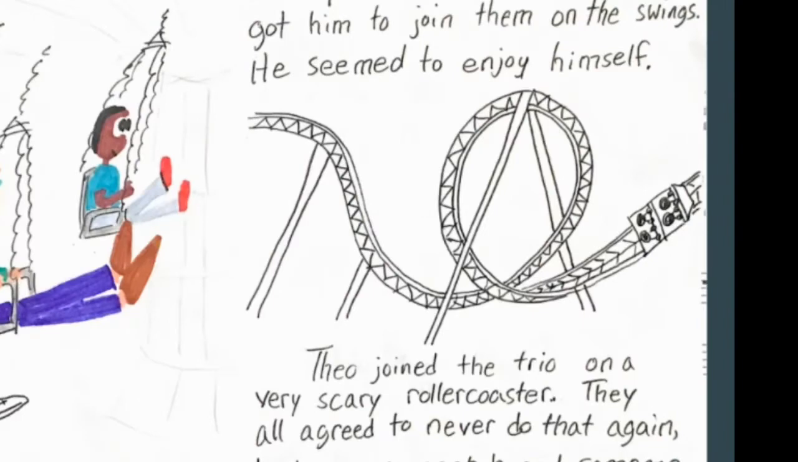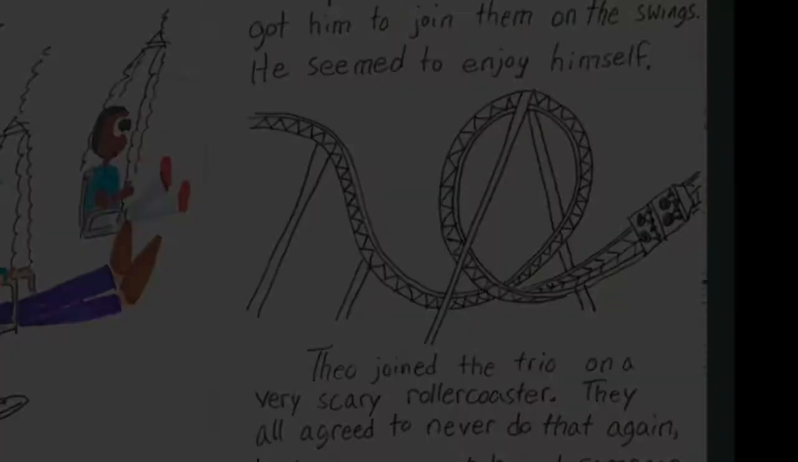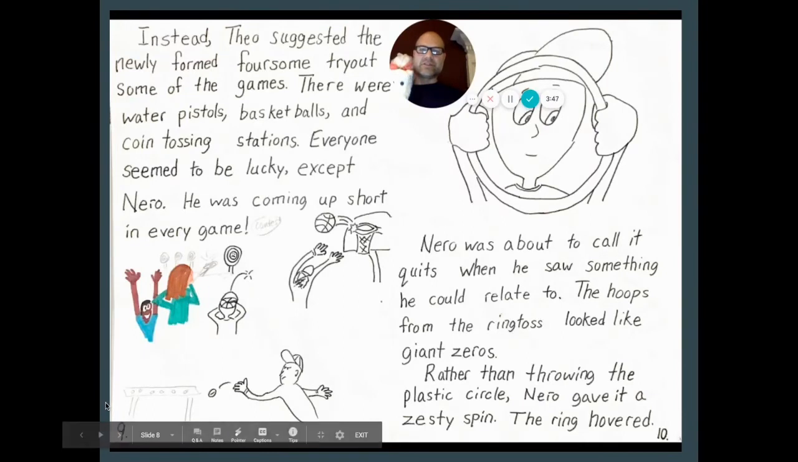What do you see in the roller coaster? Instead, Theo suggested the newly formed foursome try out some of the games. There were water pistols, basketballs, and coin tossing stations. Everyone seemed to be lucky, except Nero. He was coming up short in every game.